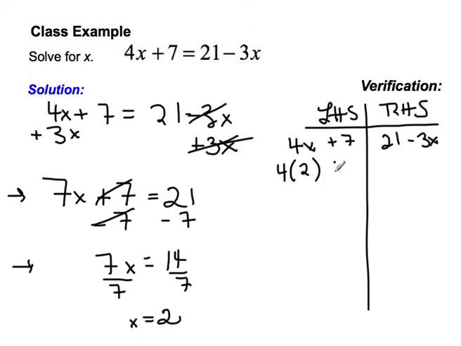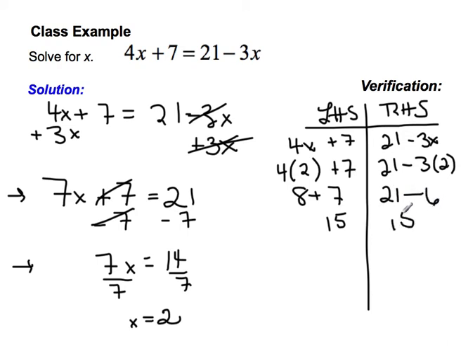Here, everywhere I see an x, I'm going to replace it with 2. And then I do my order of operations. I have 8 plus 7 to give me 15 here. I have 21 minus 6 to give me 15 here. And I know my solution is correct.